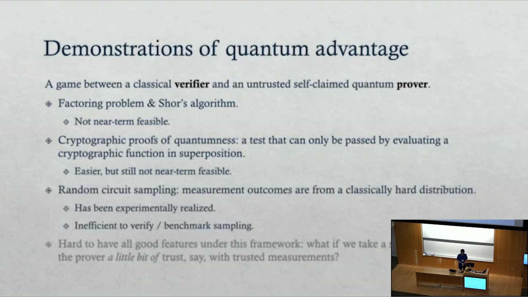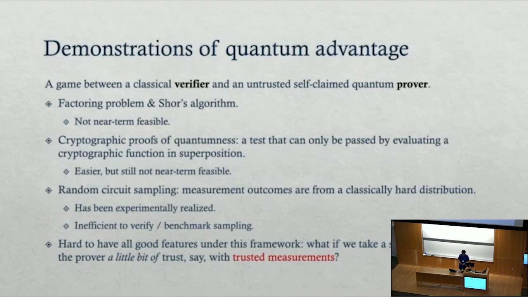The third idea is based on random circuit sampling, where the measurement outcomes from these random circuits are from some classically hard distribution. This is a very famous idea because it has been experimentally realized in the very famous results in Nature in 2019. But unfortunately, it is inefficient to verify or benchmark the results of the sampling. It generally takes exponential time to verify if it's correct or not. So it seems pretty hard for us to have all of these good features under this framework of demonstrating quantum advantage at the same time.